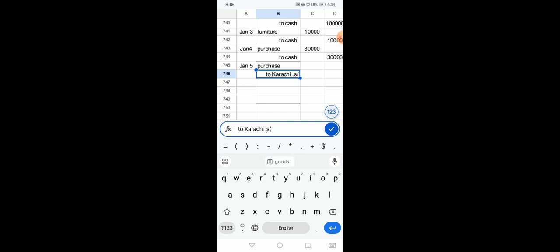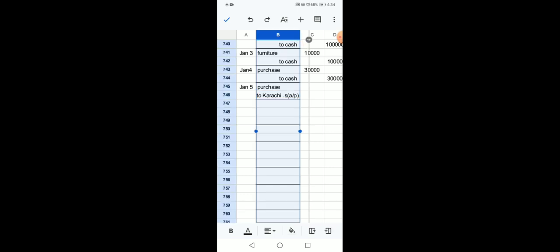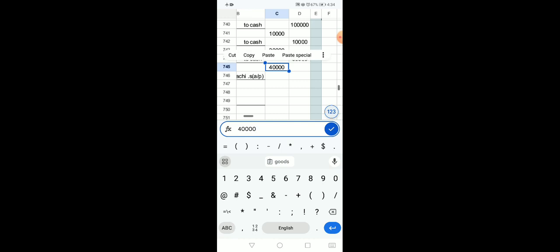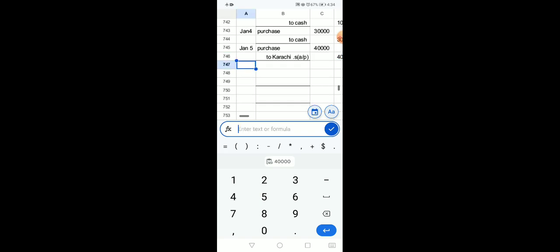Why are you mentioning it on the credit side? Because Karachi store is our account payable. Account payable means liability, and a liability should be mentioned on the credit side. So you have written the name of Karachi as an account payable due to liability on the credit side. That is the January 5th entry. Now see how much amount of goods you have purchased. That's 40,000. So put 40,000 on the debit side and the same amount on your credit side. January 5th entry is completed.